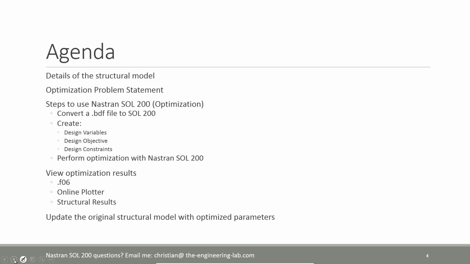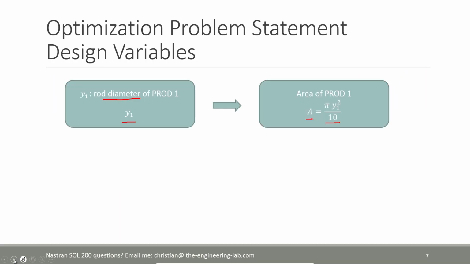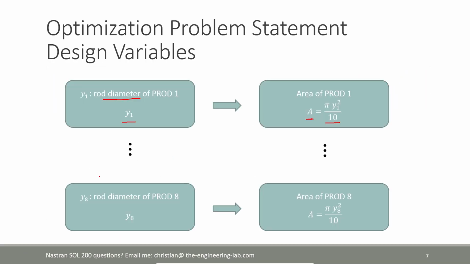So that's why you see on the next slide, we are going to define 8 different design variables that correspond to the respective rod diameters. And then we are going to associate it to the area using these given expressions that you see here on the right.